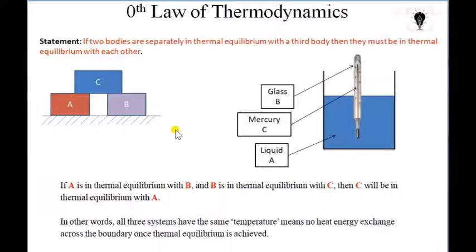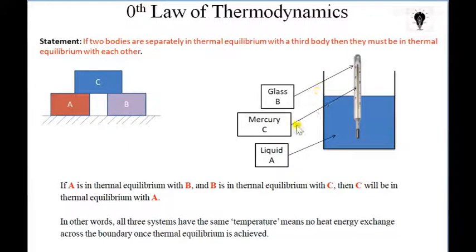Due to that, it is possible to check the temperature of any hot or cold substance by using a thermometer. In the example I showed you, there is some kind of liquid present inside this beaker. This liquid can be termed system A. After that I put a thermometer in it. The thermometer is made of glass and it is filled with mercury. So mercury can be termed system C, and the glass of this thermometer can be termed system B.